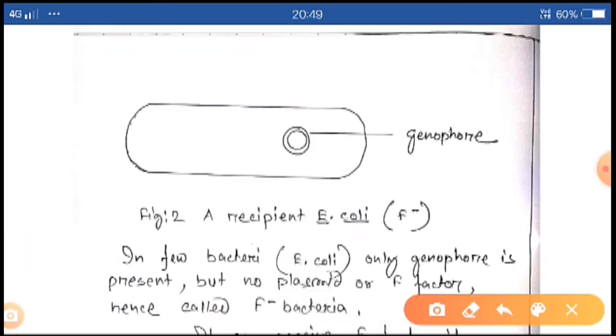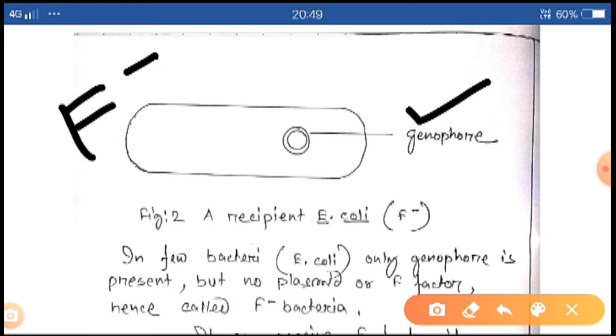In this diagram, only the double-stranded circular genophore, that is, the nucleoid, is present in the bacterium. No other extra DNA or plasmid is present in the cell, and there is no sex pilus either. Such a cell is termed F minus or recipient, because it receives the genetic material from the donor.